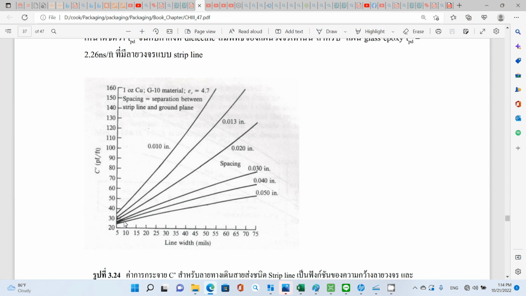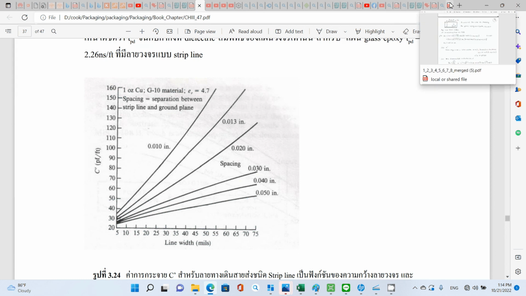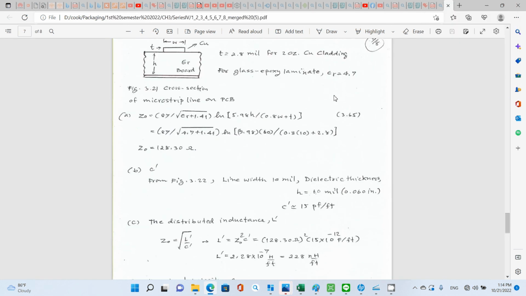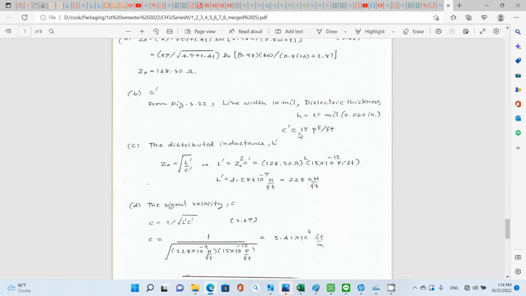And I put this one as 15. Actually, it's supposed to be 25? And the unit is picofarad per feet for capacitance. Okay, let's get back to the problem. Well, you can do an approximation. Let's assume that I have C prime equal to 15 picofarad per feet.